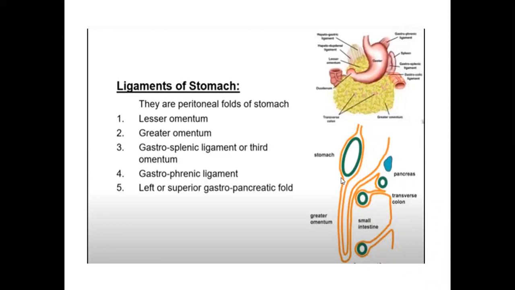From the greater curvature of the stomach arises the greater omentum. From the lesser curvature of the stomach arises the lesser omentum. So these are the important peritoneal folds that we've already studied. It's just a quick revision of it.